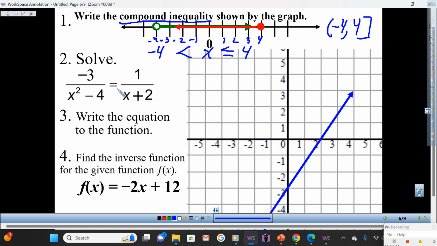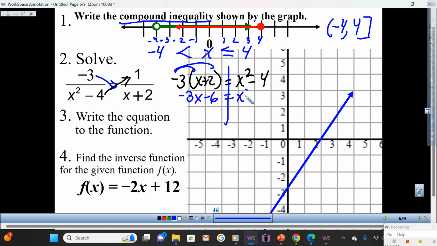Let's go. Number 2. For the sake of time, cross multiply. So this is -3 times x plus 2 equals that times that. X squared minus 4 times 1 is x squared minus 4. And then we need to get everything to one side. But before I do, let me distribute this. This is -3x minus 6 equals x squared minus 4. So far, so good, yeah?